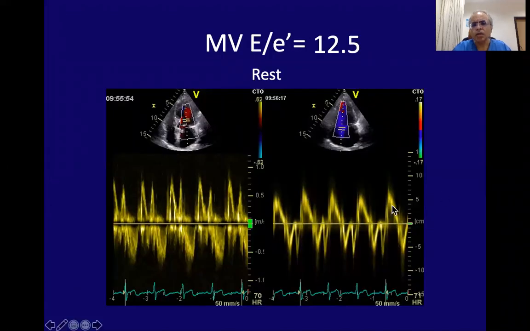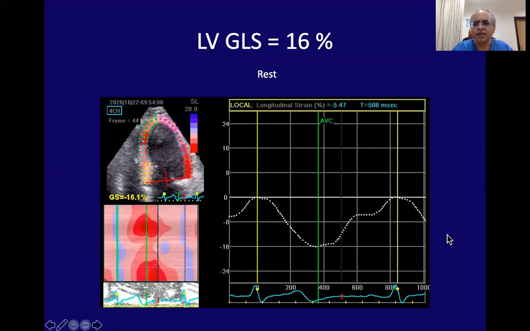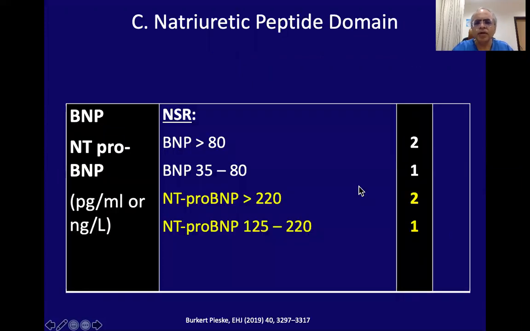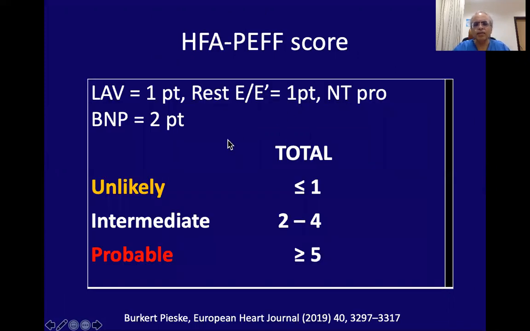Now our patient has got an E/e' of 12.5. We get one score there. She doesn't have TR. So we get no score. GLS is 16. We don't get any score here. The BNP is 500 and we get a score of 2. So finally we land up with a score of 4, which is again indeterminate.